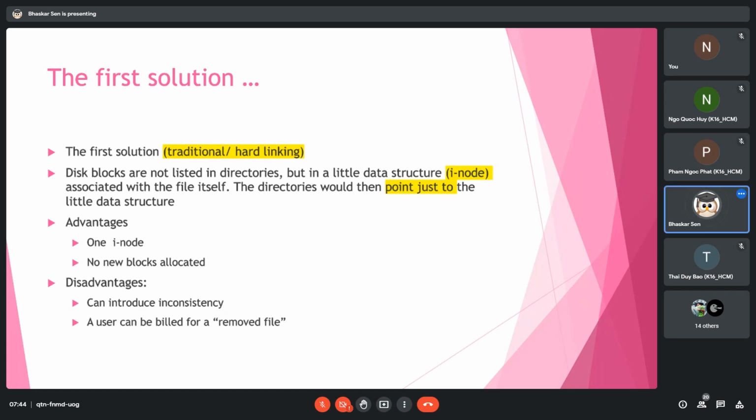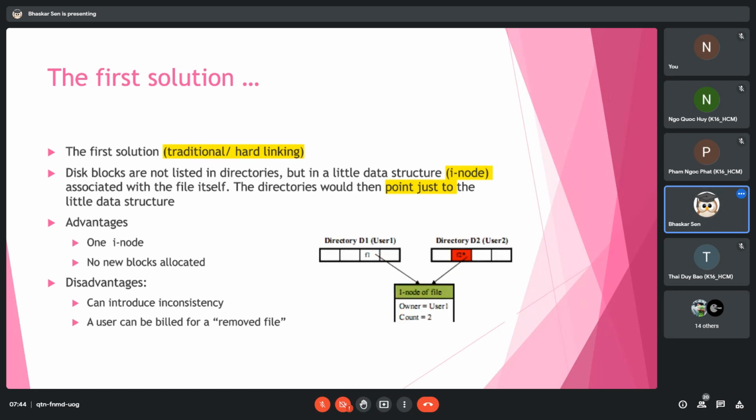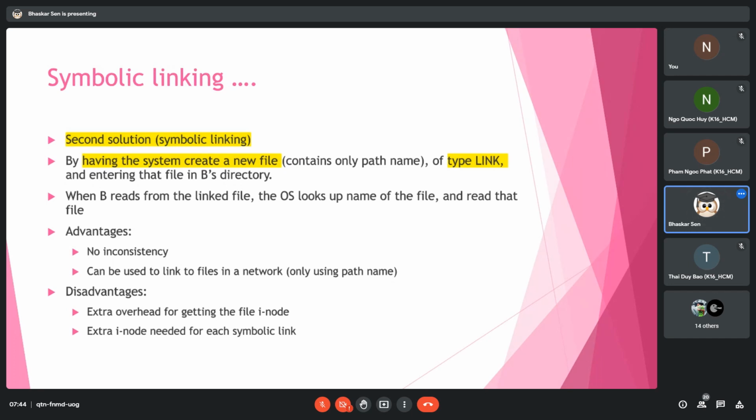So this is something that we need to understand, the problem of hard linking. If it is a problem for hard linking, what is the solution? The solution is exactly what you do these days, called symbolic linking. Hard linking, symbolic linking, very, very important.